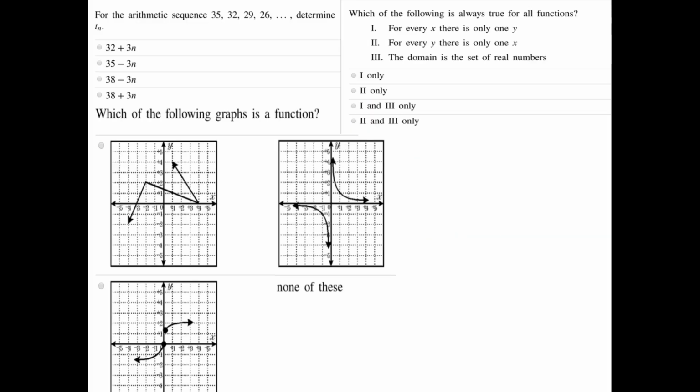For the arithmetic sequence 35, 32, 29. I don't know why y'all missed this one. I went back and I was like, was it a typo? I don't understand. Like, I really don't.